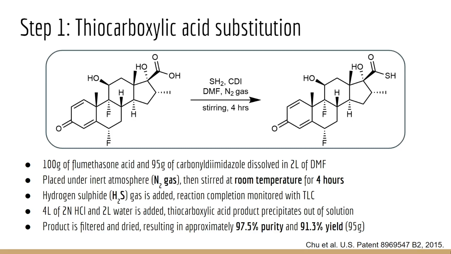The first reaction involves the thiocarboxylic acid substitution of the flumetazone acid using hydrogen sulfide and CDI. First, the flumetazone acid and CDI are dissolved in DMF, and the reaction is placed under an inert atmosphere using nitrogen gas. The mixture is then stirred at room temperature for 4 hours. Afterwards, the hydrogen sulfide gas is added until the reaction is completed as determined by TLC. The thiocarboxylic acid product is then crashed out of solution by using 2-normality hydrochloric acid and water. The product gets filtered and dried, giving a 97.5% purity with a percent yield of 91.3%.